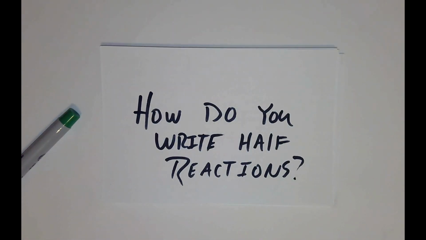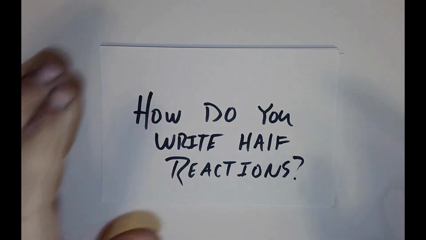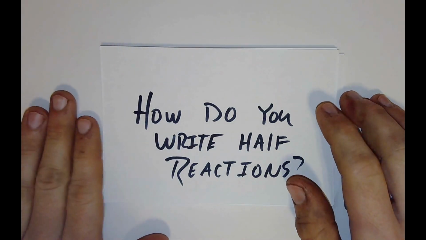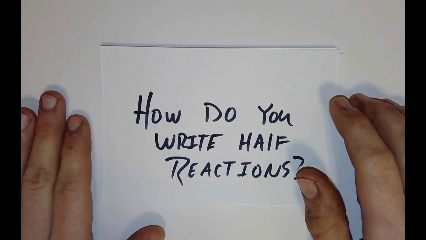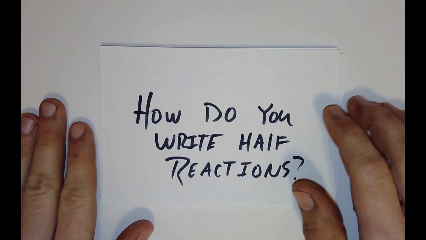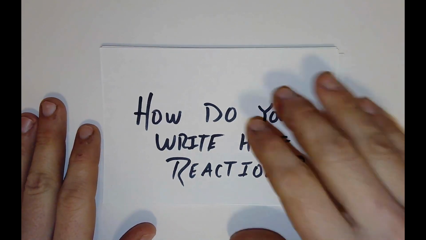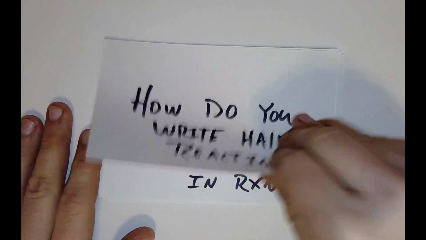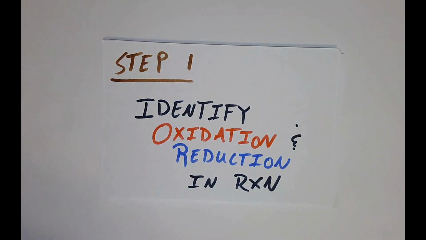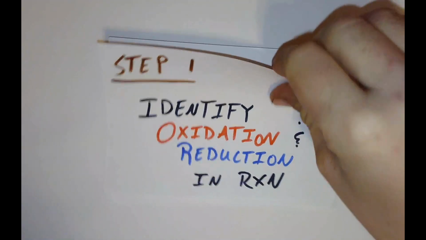All right, so let's get into the meat of it. How do you actually write a half reaction? That's the game we're going to play. And I'm not going to define half reactions. I think it's easier just to see them and be like, oh, well, that makes some sense. So let's look at a half reaction. We're going to identify the oxidation and reduction as a first step. So that's pretty easy.